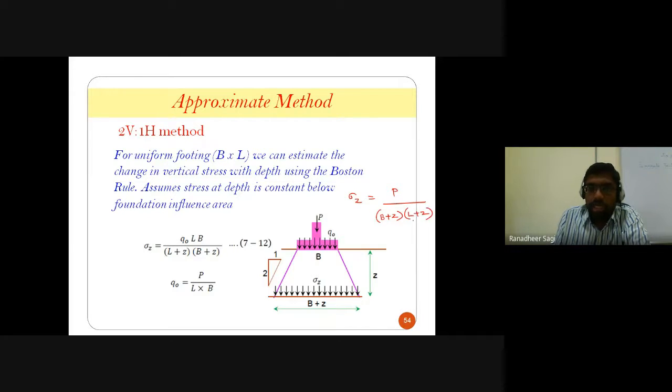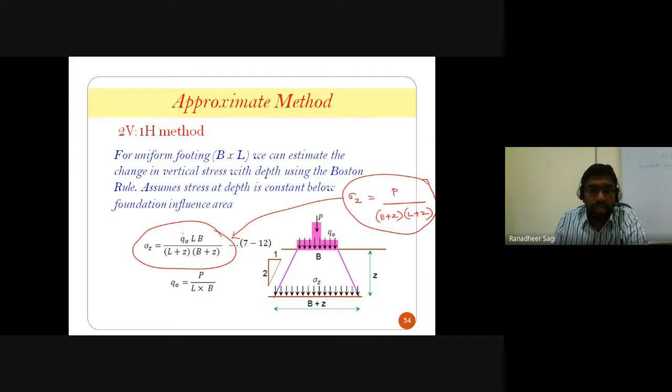L plus Z is your length dimension. If you want, you can understand the same expression given here, but indicated in terms of the pressure coming from the foundation onto the soil. How did we write down this Q0? Q0 is what we have represented as, if you can recall, P by L into B. So if I substitute here, LB gets cancelled, and what I'll have is P by B plus Z into L plus Z. That's what I have simply represented in this particular expression.